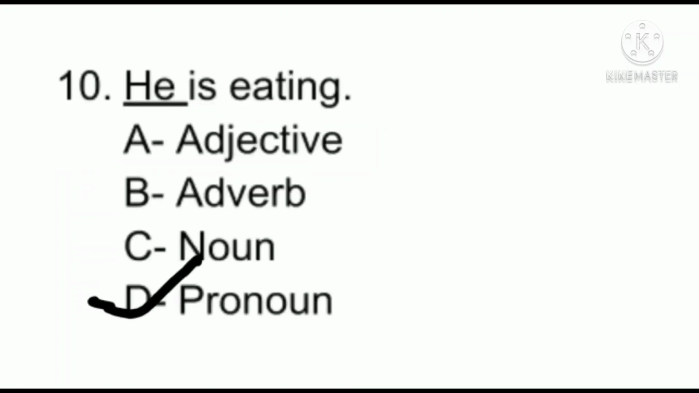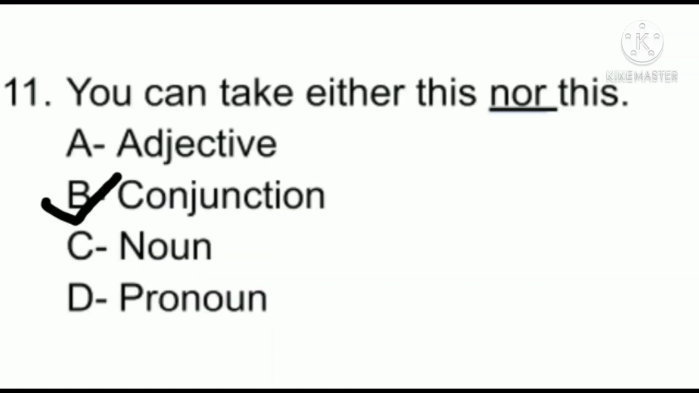So the next question is he is eating. Here the underlined word is he, and the correct answer for it is option D, pronoun. Why pronoun? Because pronoun is a word used instead of noun. Here he means there is a name. Instead of name, here we are using he. So it is pronoun.